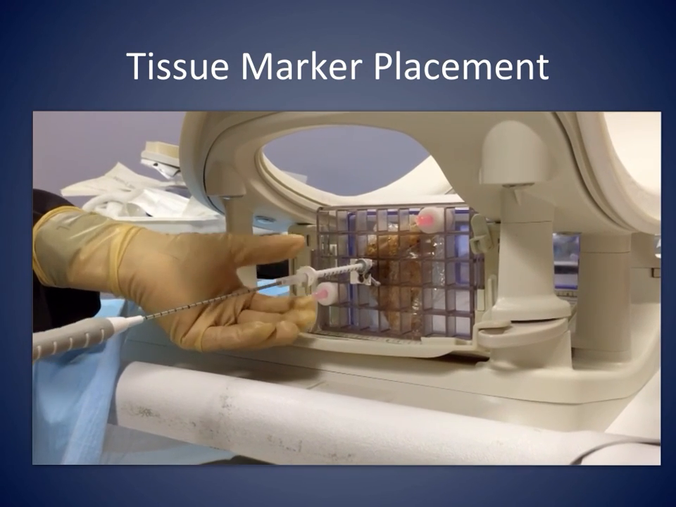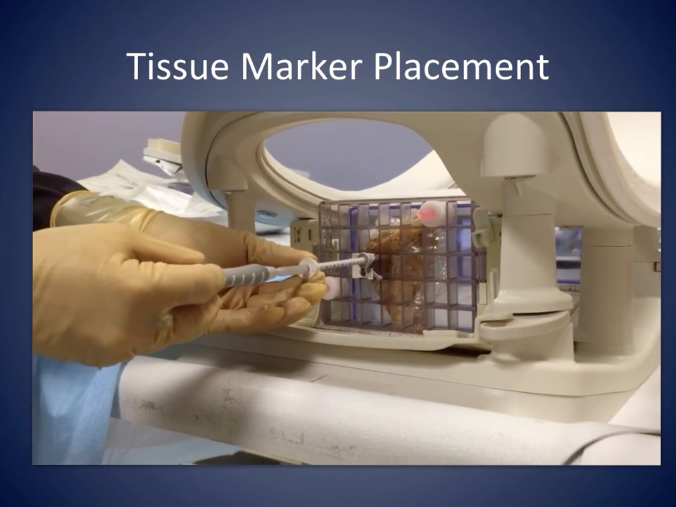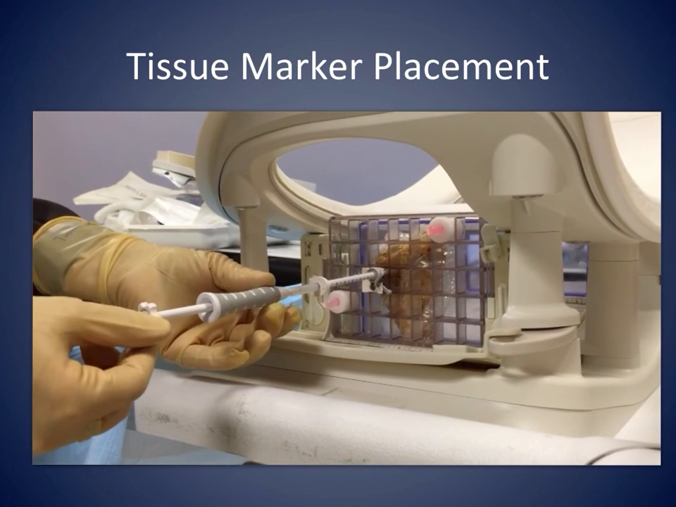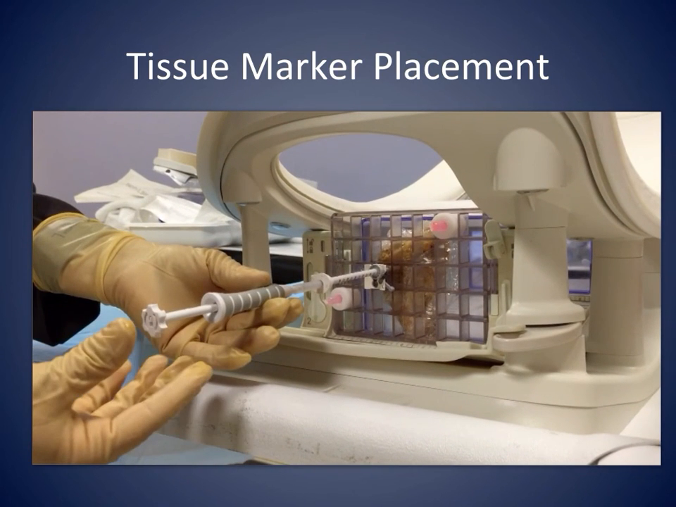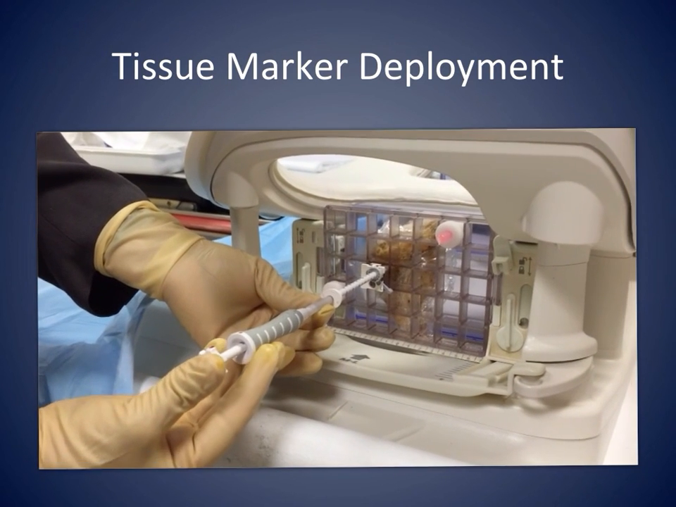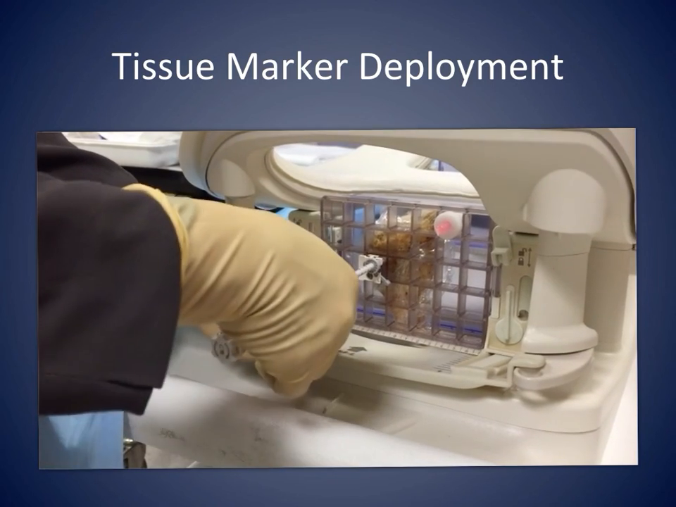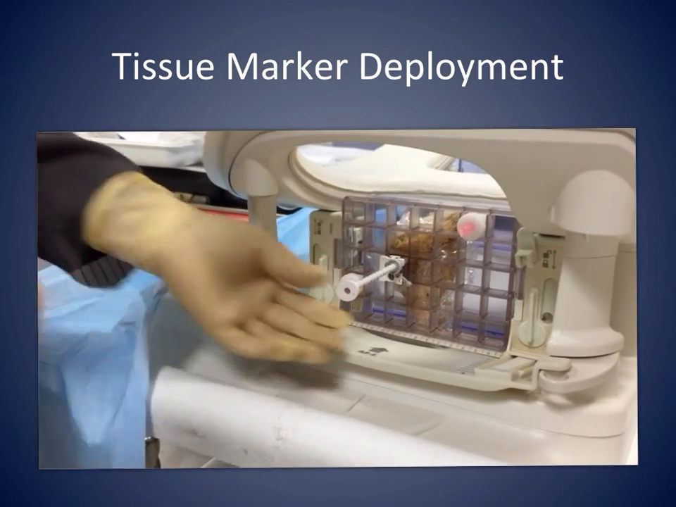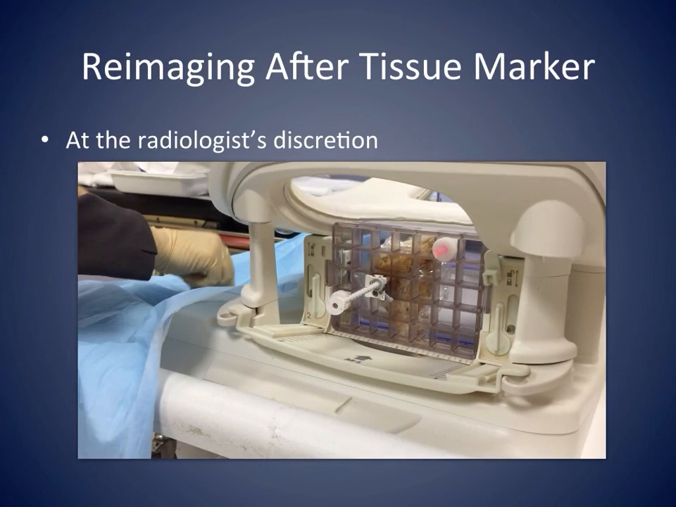Then the metallic clip applicator is completely inserted and the locking mechanism is twisted to unlock the clip. The clip is then pushed and deployed within the biopsy cavity and the rigid applicator is removed. At the radiologist's discretion, the biopsy may be concluded or a post-clip sequence may be obtained.